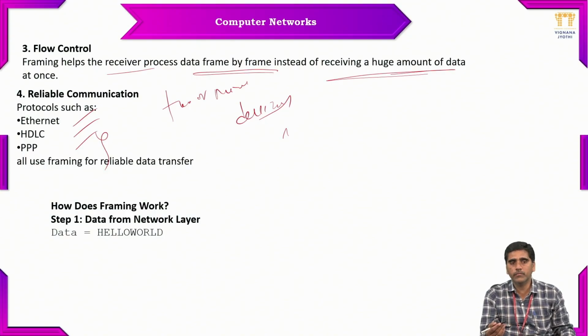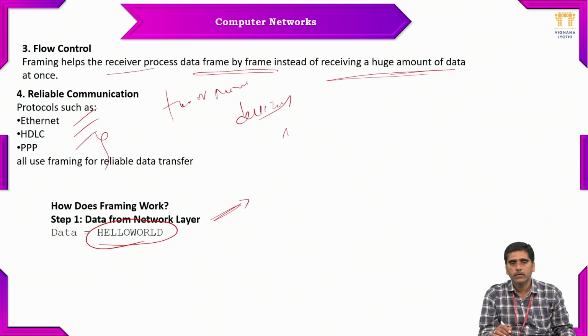And how does framing work? We will see the list of steps, step by step, of how framing works. First of all, step 1: data from the network layer. Where is the data coming from? The data comes from the network layer. Take an example: the data is "hello world".